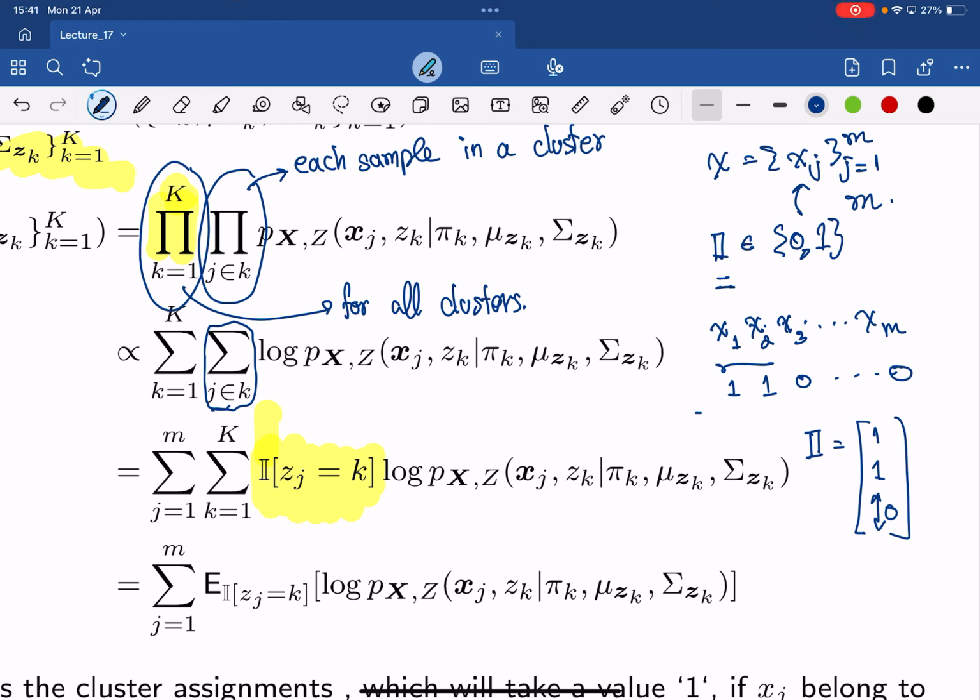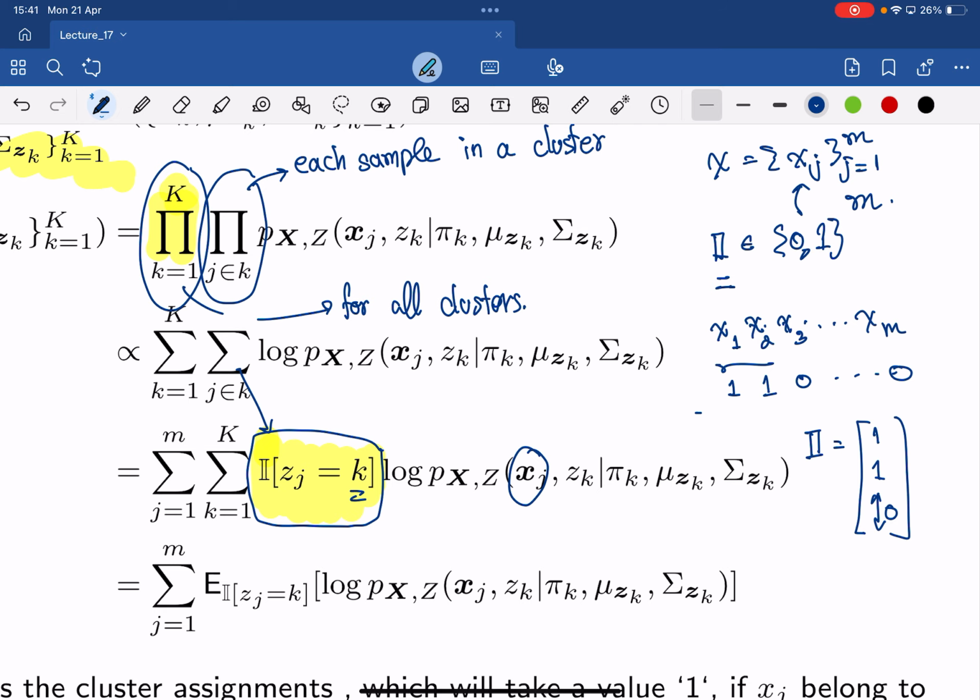So that means you can now make the summation as it was before, but this time you don't need to sort for each of the clusters. You just use this I vector, or this cluster assignment vector, to select which xj will be in that particular cluster k.